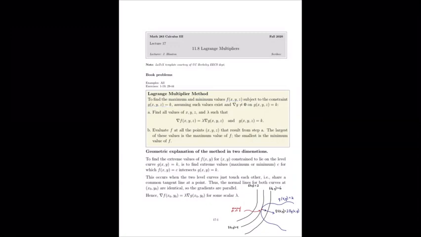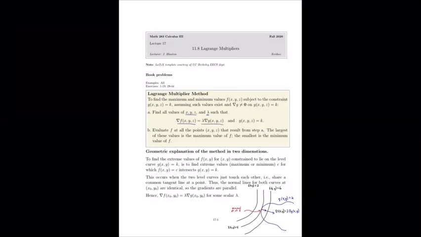But to introduce the method, we need to be sure that the gradient of g is non-zero on the level curve g of x, y, z equals k, where k is some constant. And then we can apply the method, and what we're looking for is all input values x, y, z of the function f, and some real number lambda, such that the gradient of f of x, y, z is equal to lambda times the gradient of g of x, y, z.